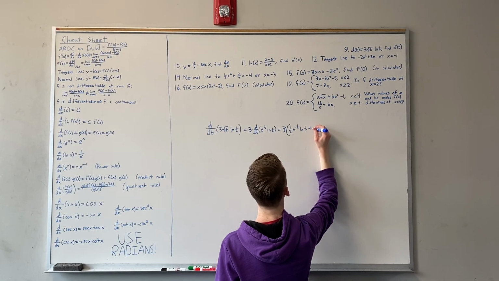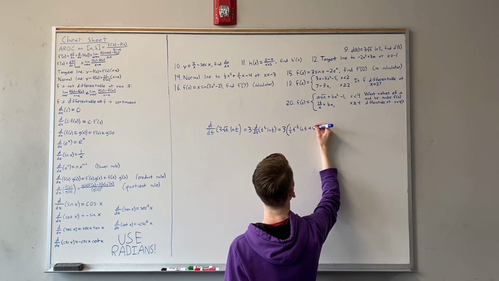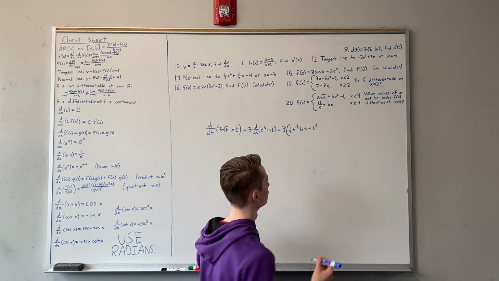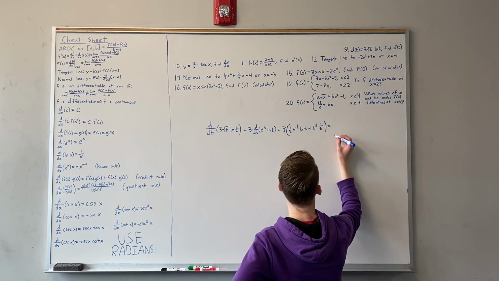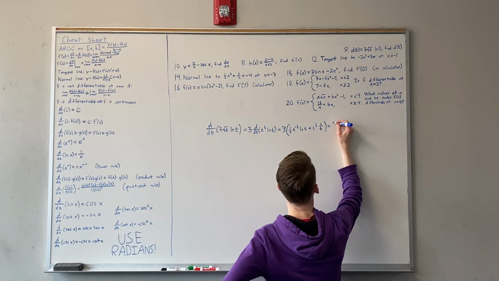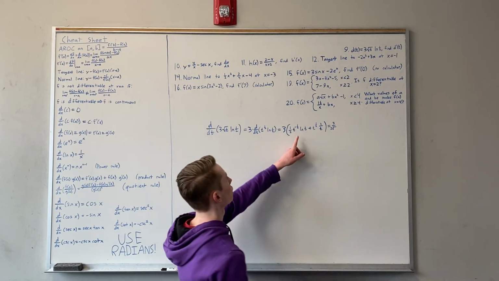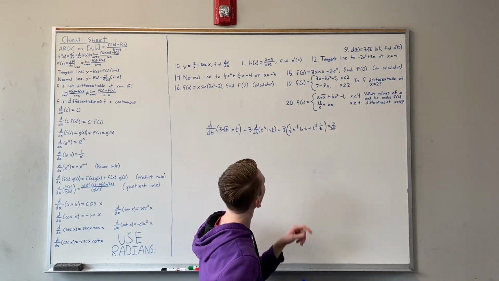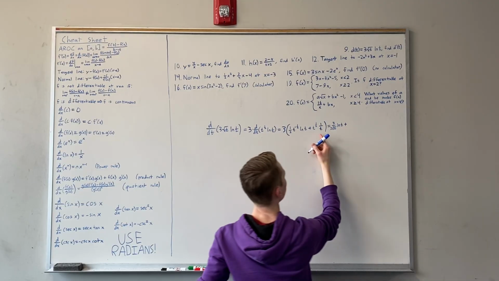And then I'm going to keep my t to the 1/2 the same, and this time I'm going to differentiate natural log of t, which is just 1 over t. Okay, and then just cleaning up a bit, I can distribute this 3, and I can drop this down into the bottom and turn it back into a square root like that. Distribute the 3 to this term as well.